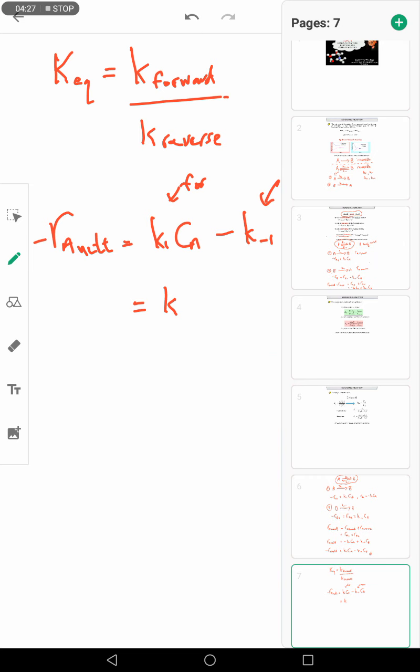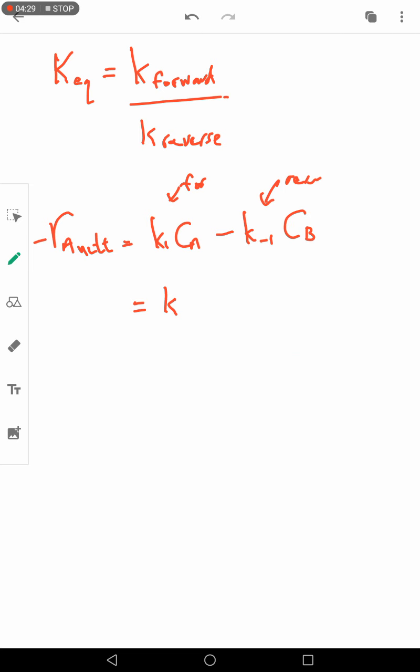Okay, saya nak tunjuk satu teori K equilibrium bersamaan juga dengan K forward divided by K reverse, dan juga bersamaan dengan concentration of product divided by concentration of reactant. Okay, tadi kita ambil contoh equation reversible A kepada B.